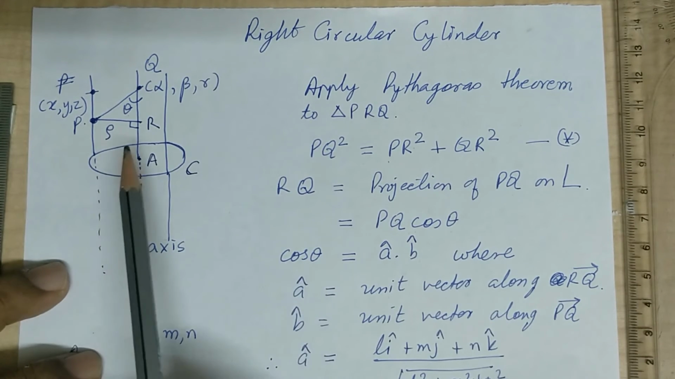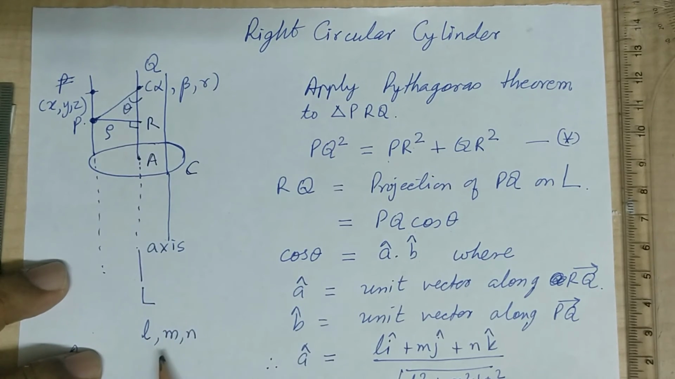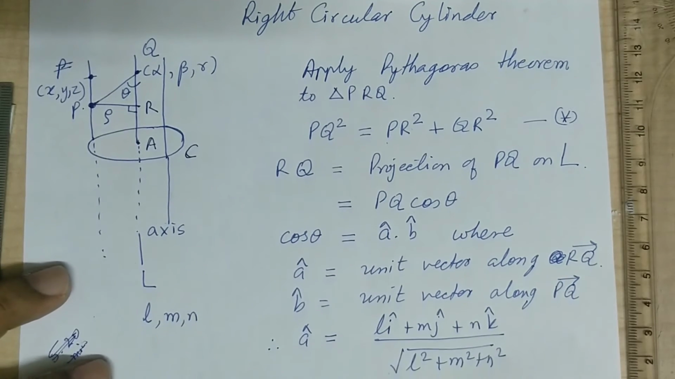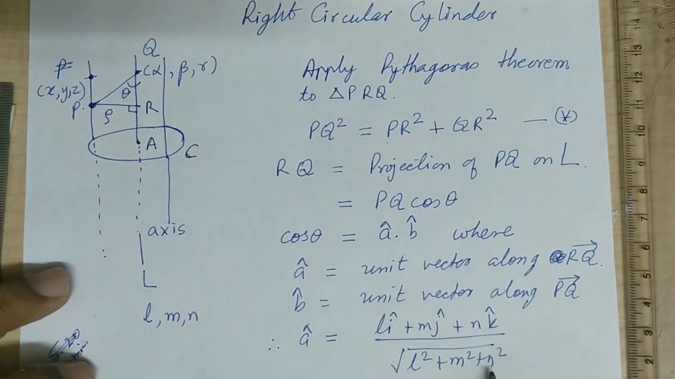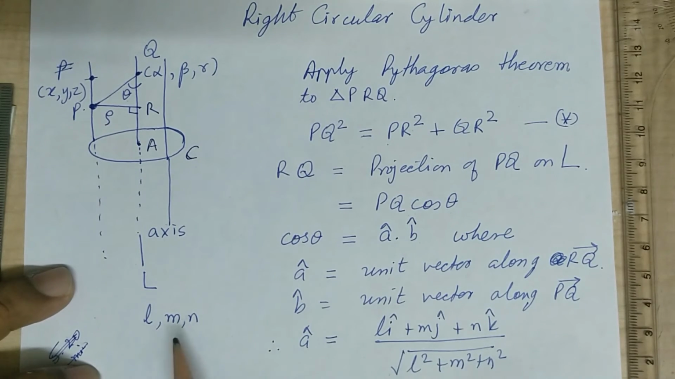Now what I do is look at a unit vector in this direction, and that is obviously Li plus Mj plus Nk divided by the square root of L square plus M square plus N square. If L, M, N are the direction cosines, then obviously the denominator is going to be 1. Otherwise, if L, M, N are the direction ratios in general, then the unit vector in that direction will be given by this formula.